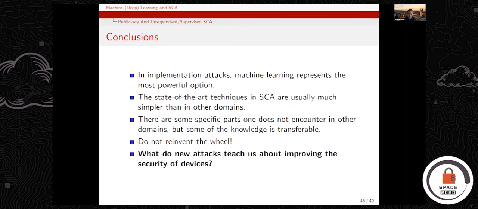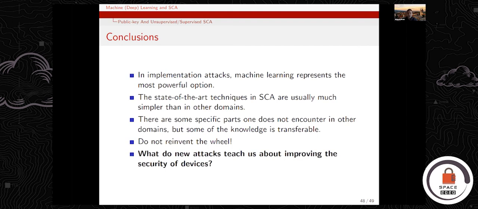To conclude, in implementation attacks, in side-channel attacks, machine learning represents today the most powerful option. And what's very important, state-of-the-art in side-channel analysis is usually much simpler than state-of-the-art in other domains when we talk about deep learning. There are some specific parts that one does not encounter in other domains, but some of the knowledge is transferable. So a very important message: do not try to reinvent the wheel. Many problems we face in side-channel analysis, other domains face. Instead of thinking of your new way to fight it, consider what the community in machine learning did in the last 30 years. Maybe there are already solutions.